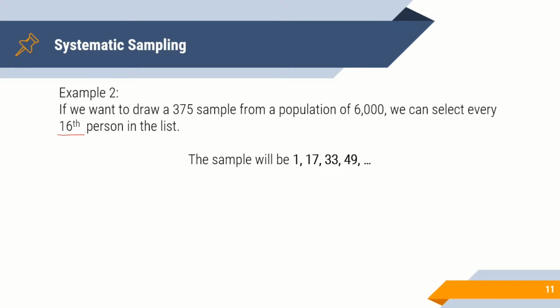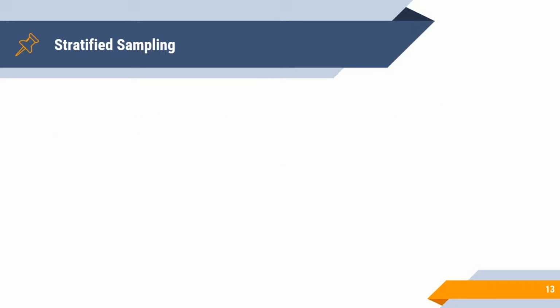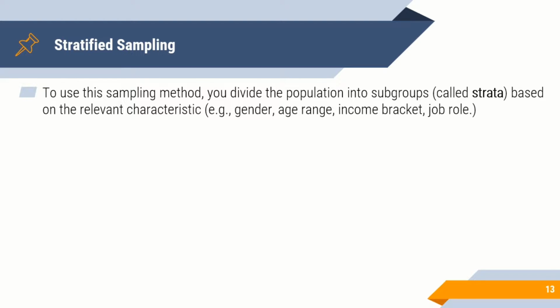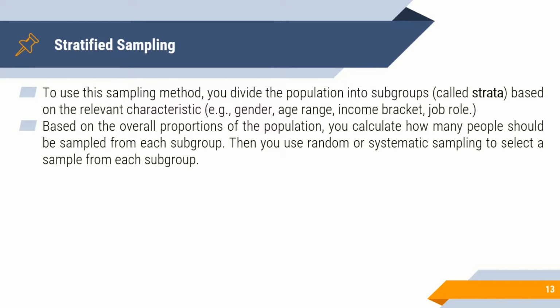Now let's move on to the third type of random sampling, which is stratified sampling. To use this sampling method, you divide the population into subgroups called strata based on relevant characteristics like gender, age range, income bracket, or job role. Based on the overall proportions of the population, you calculate how many people should be sampled from each group. Then you use random or systematic sampling to select a sample from each group.